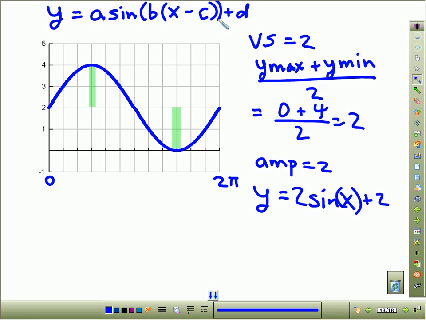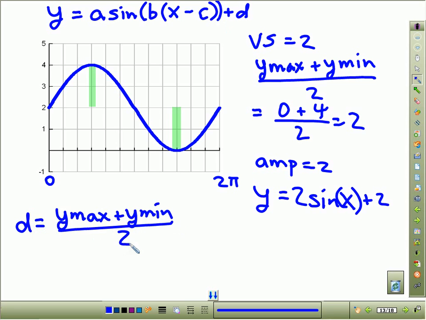Always do this. Find the D first and then the A. Remember, D and A first. That's the building blocks, right? D and A. So you find the D first. Now here's the way you find the D. The D is always going to be the Y max and the Y min average. Okay? And in this case, you can see we took the 0 plus 4 divided by 2 and got 2.